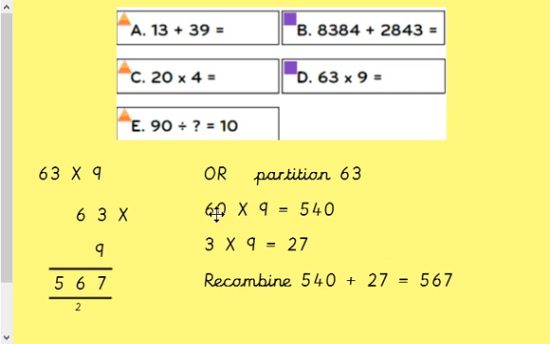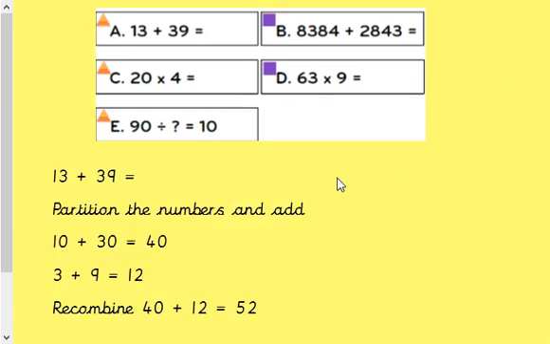Or you could partition into 60 and 3 and then multiply both parts by 9. So 60 times 9 would be 540 and 3 9s would be 27. If you then recombine those two numbers, you'd get 567.